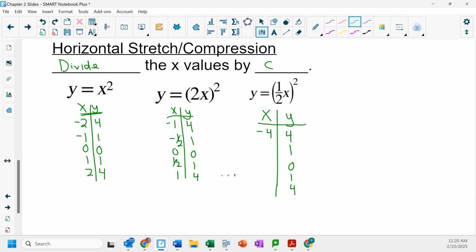Negative 1 divided by a half would be the same as negative 1 times 2, so that would be negative 2. 0 times anything is 0. 1 divided by a half, or 1 times 2, is 2. And then 2 divided by a half is the same as 2 times 2, which would be positive 4.